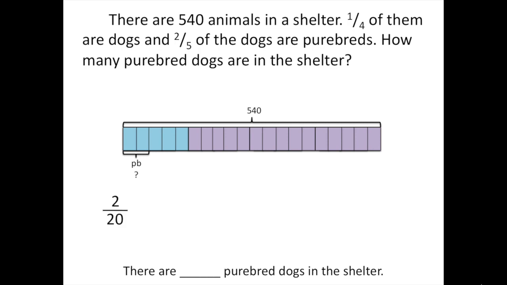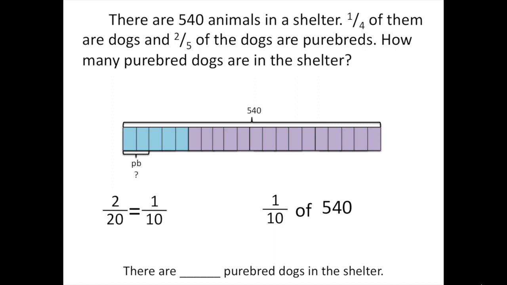So now I have 2/20 that illustrate my purebreds. The 2 shows the number of parts of the whole that are purebreds. The 20 is just the total number of parts in my bar model. I can simplify 2/20 to 1/10. Now I want to find what is 1/10 of 540. I want to know how many purebred dogs there are in the shelter.